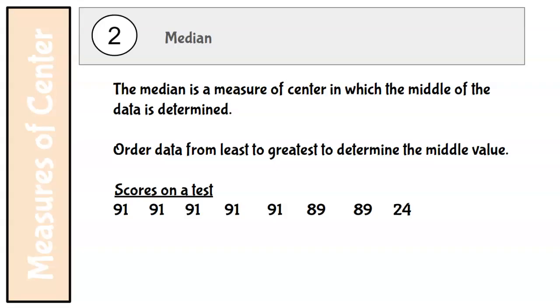The median is a measure of center in which the middle of the data is determined. And I remember that because a road median is in the middle of the road. It is not as influenced by outliers. In order to find the median, you order the data from least to greatest or greatest to least. It doesn't matter, as long as they're in order from smallest to biggest or biggest to smallest to determine the middle value.